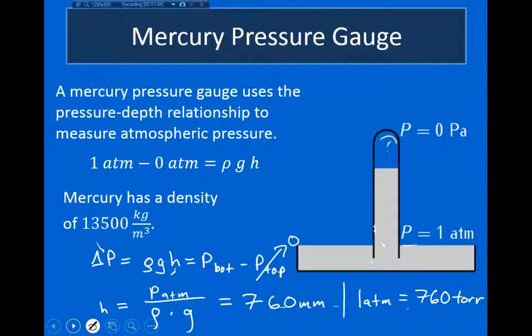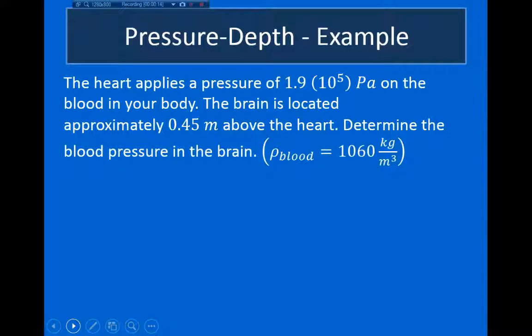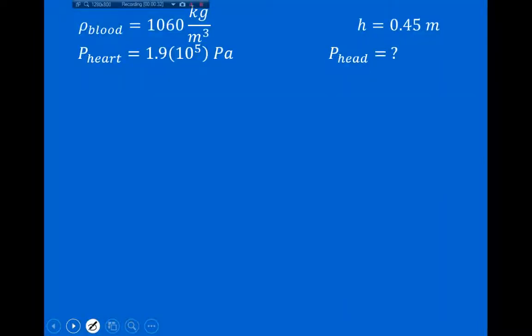So let's go ahead and look at an example. This first example says, the heart applies a pressure of 1.9 times 10 to the 5th pascals on the blood in your body. The brain is located approximately 0.45 meters above the heart. The question asks us to determine blood pressure at the brain if the density of blood is 1,060 kilograms per cubic meter.